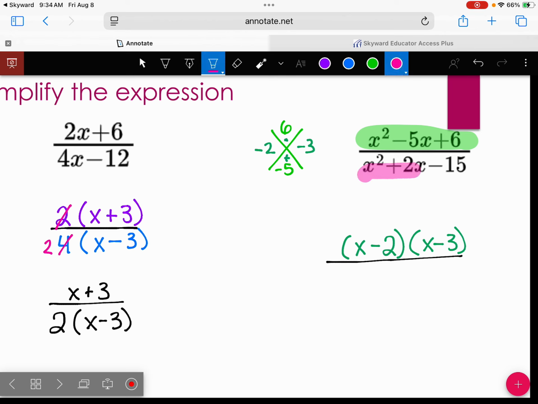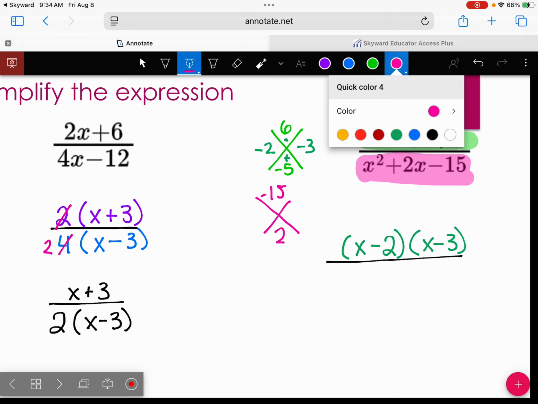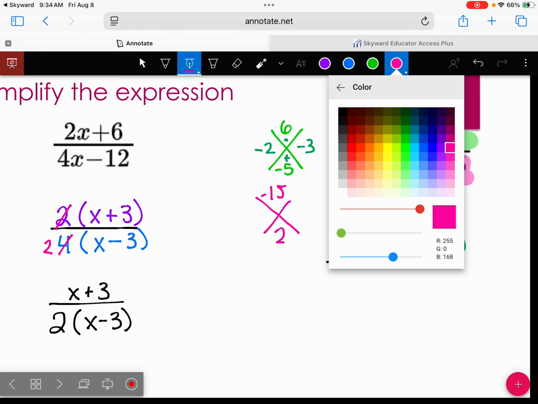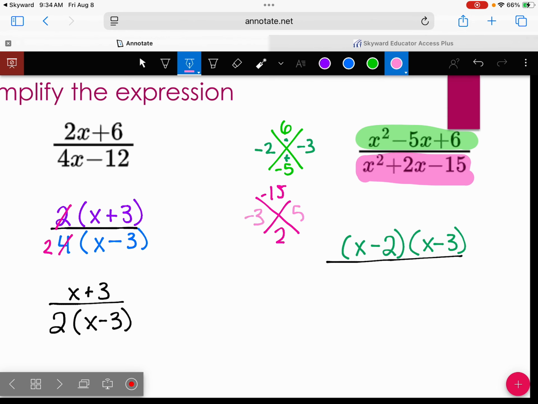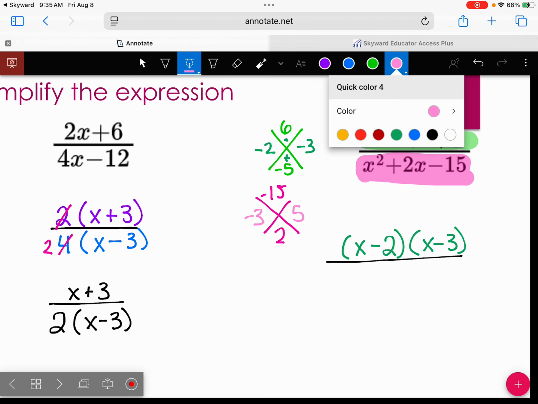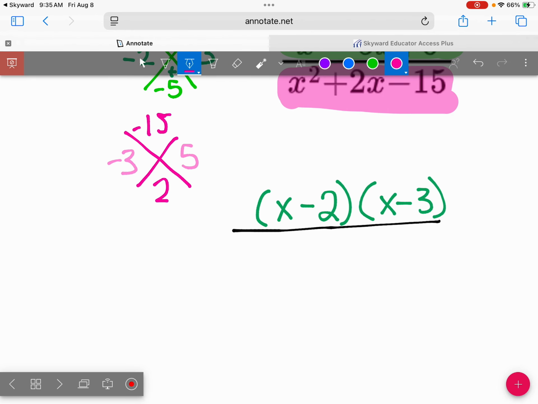So then let's do the same thing with our denominator. What are we going to get when we look at negative 15 and a positive 2? We're going to have a negative 3 and a positive 5. Negative 3 times 5 gives us that negative 15. Negative 3 plus 5 gives us that positive 2. So then we can get this in its factored form. That gives us our x minus 3 and our x plus 5. So whenever we have those a values of 1, it is 100% okay to take those shortcuts.